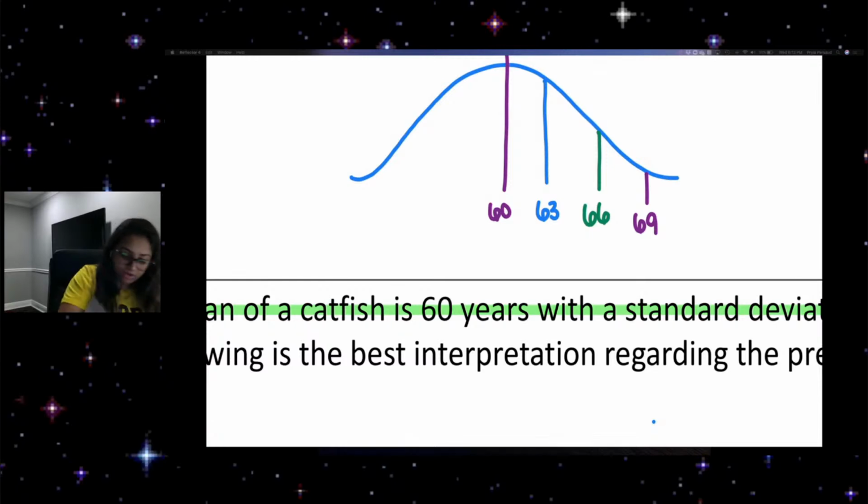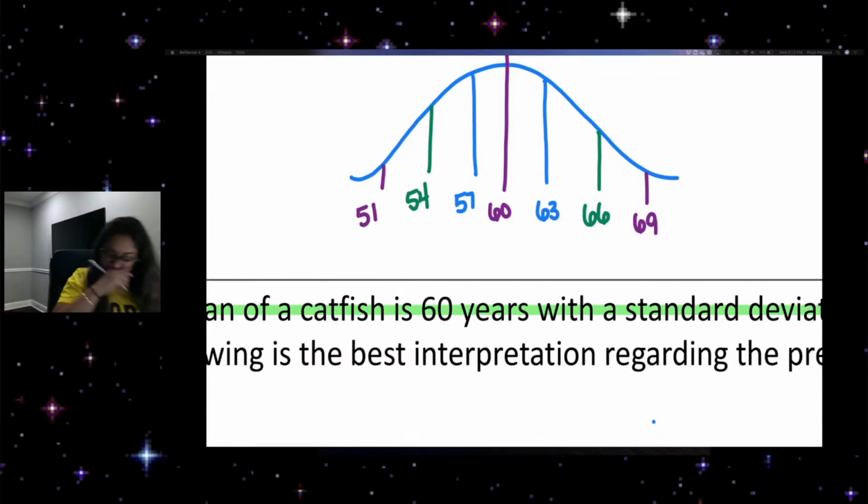And then to go backwards, we're going to do 57, 54, and 51. Okay, so we have our first standard deviation, second standard deviation, and third standard deviation. So here's the thing that you need to know. You actually need to know the percentage between those standard deviations. I'm going to give them to you.